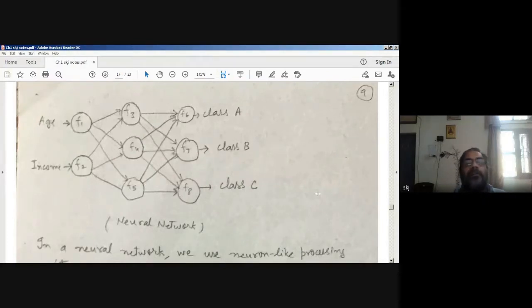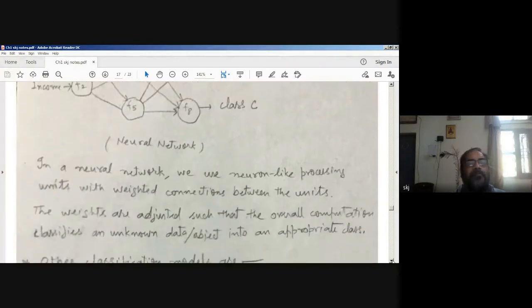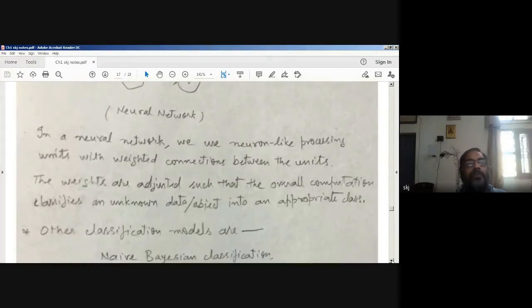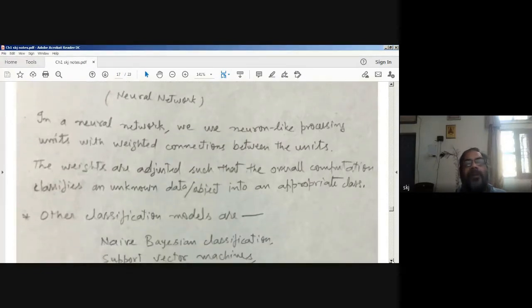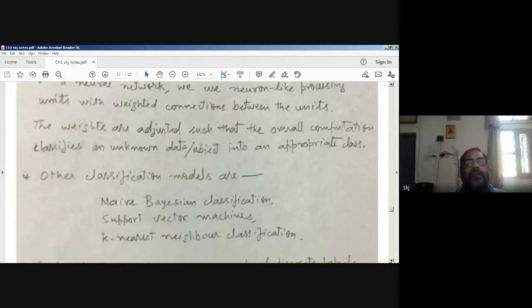But in practice, we have matrices and matrix operations, etc. So we will discuss in detail later when we discuss the neural network chapter. In a neural network, we use neuron-like processing units with weighted connections, and between the units the weights are adjusted such that the overall computation classifies an unknown data or object into an appropriate class.